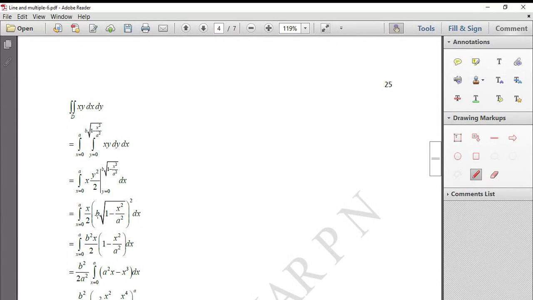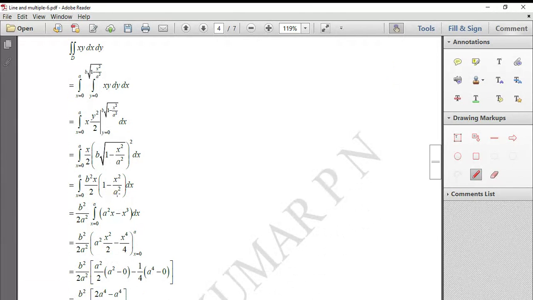Square root cancels, b square will come. So b square x by 2 into 1 minus x square by a square. Take LCM. If you take LCM, you will get a square minus x square by a square. Take it out. So you will get in the denominator 2a square.